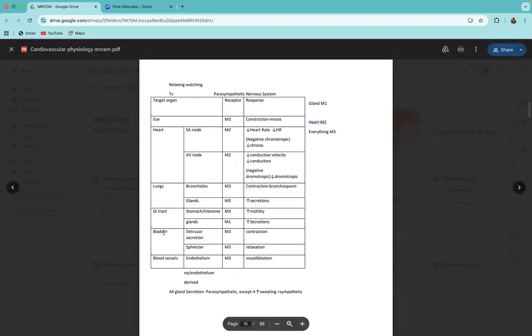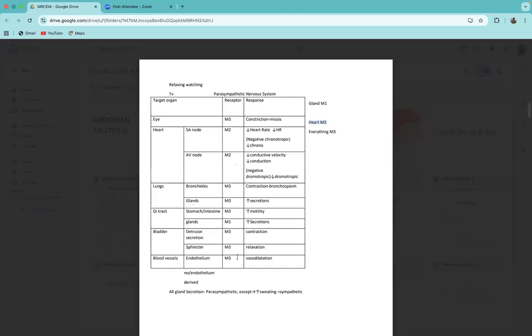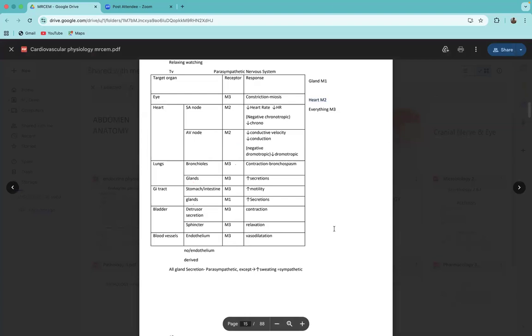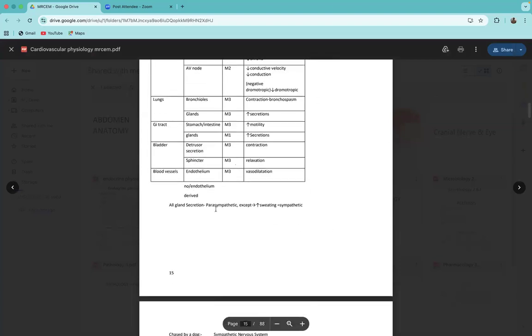In case of the bladder, there will be detrusor muscle contraction and sphincter relaxation, and the blood vessels. In case of endothelium, there will be vasodilation present as well. So all the gland secretion is due to the parasympathetic nervous system, except for the sweat gland, where sweat gland secretion actually gets increased due to the sympathetic nerves' effect.